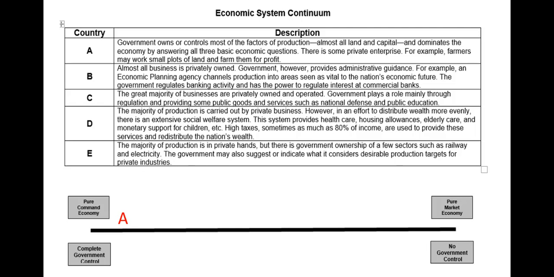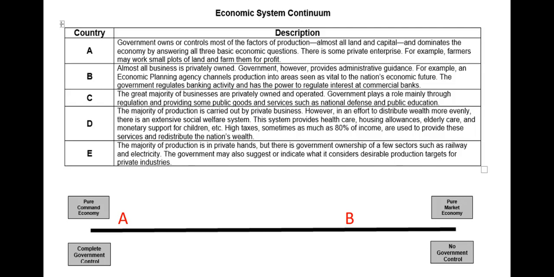Country B: almost all business is privately owned. Government, however, provides administrative guidance. For example, an economic planning agency channels production into areas seen as vital to the nation's economic future. The government regulates banking activity and has the power to regulate interest at commercial banks. So, when we look at country B, that's going to be closer to our pure market economy. Obviously, not all the way over to a pure market economy because we do see some government control still. Country B is Japan.